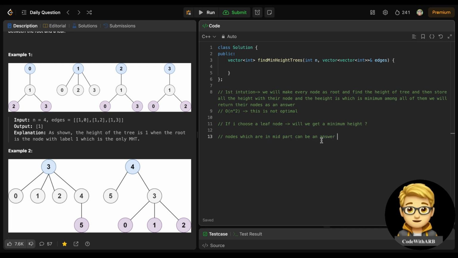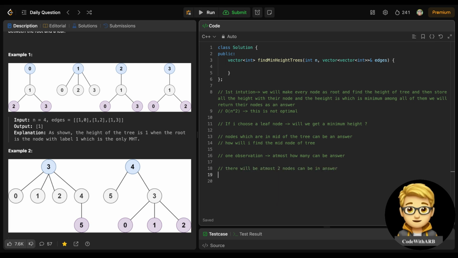So the nodes which are in the middle of the tree can be an answer, right? So how will I find the mid nodes of a tree? One observation is also here: at most how many nodes can be an answer? If you observe, at most two nodes can be an answer.